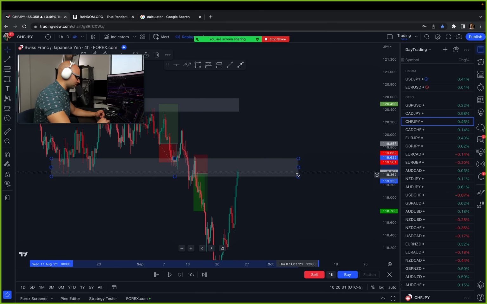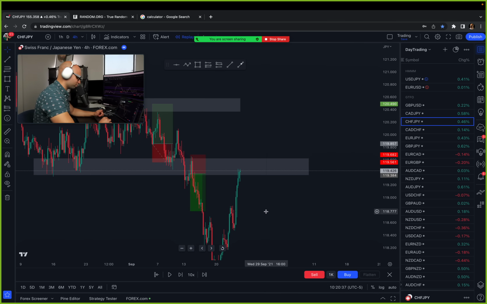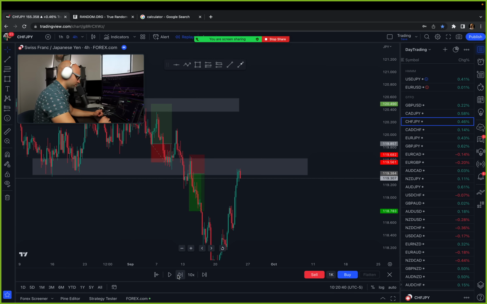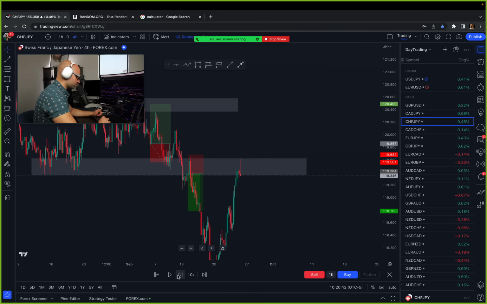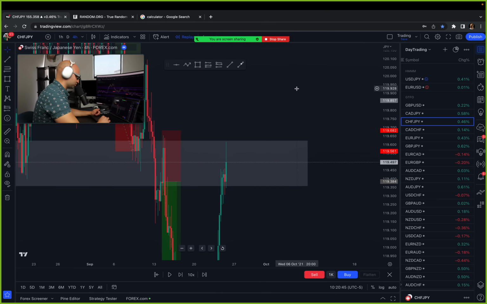Let's adjust this zone a little bit thicker right here. Let's wait for a deeper retest, and then we can look to sell here at this zone. A little bit deeper. There we go. So a little bit deeper, and then we get that little rejection right there.